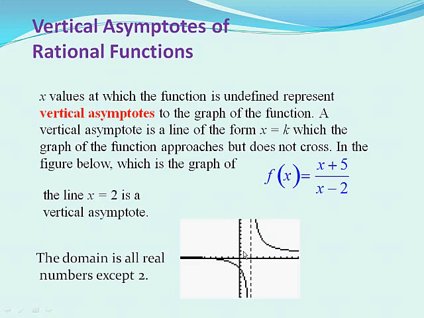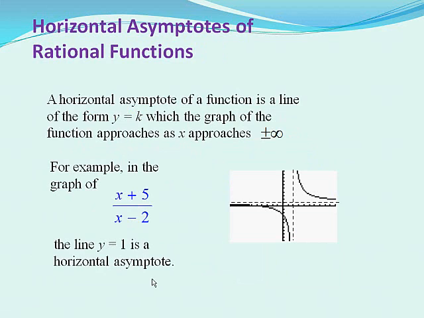Vertical asymptotes of rational functions. X values at which the function is undefined represent vertical asymptotes to the graph of the function. A vertical asymptote is a line of the form x is equal to k which the graph of the function approaches but does not cross. In the figure below, which is the graph of f of x is equal to x plus 5 divided by x minus 2, the line x is equal to 2 is a vertical asymptote. The domain is all real numbers except 2.